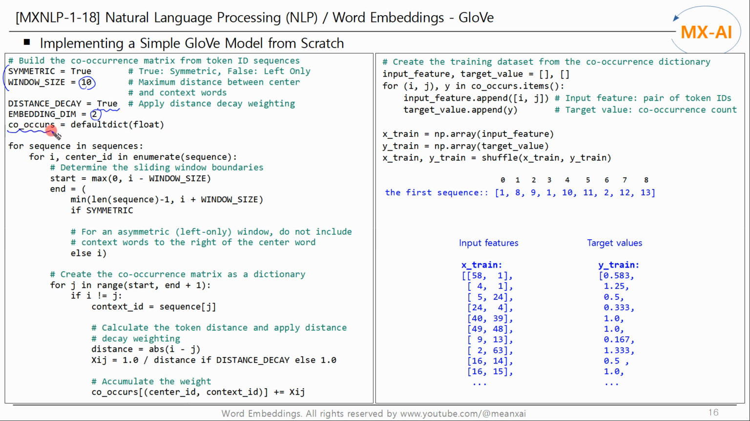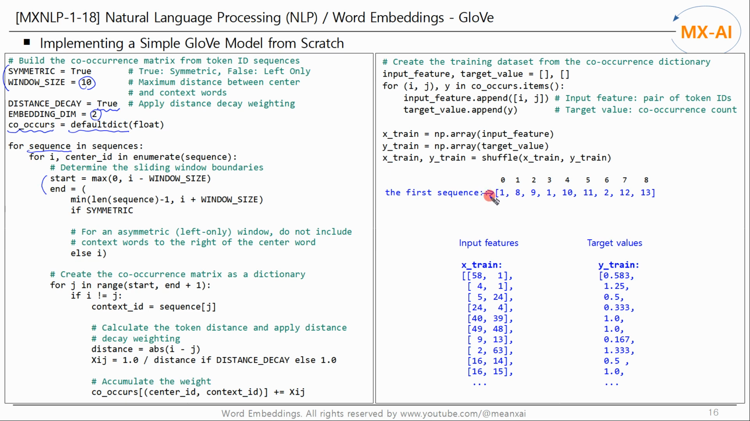Instead of storing the co-occurrence matrix as a dense matrix, we represent it as a Python dictionary. This is much more memory efficient because most entries in a co-occurrence matrix are 0. Now let's process the corpus one sentence at a time and update the co-occurrence dictionary using a sliding context window. First, we determine the left and right boundaries of the sliding window.